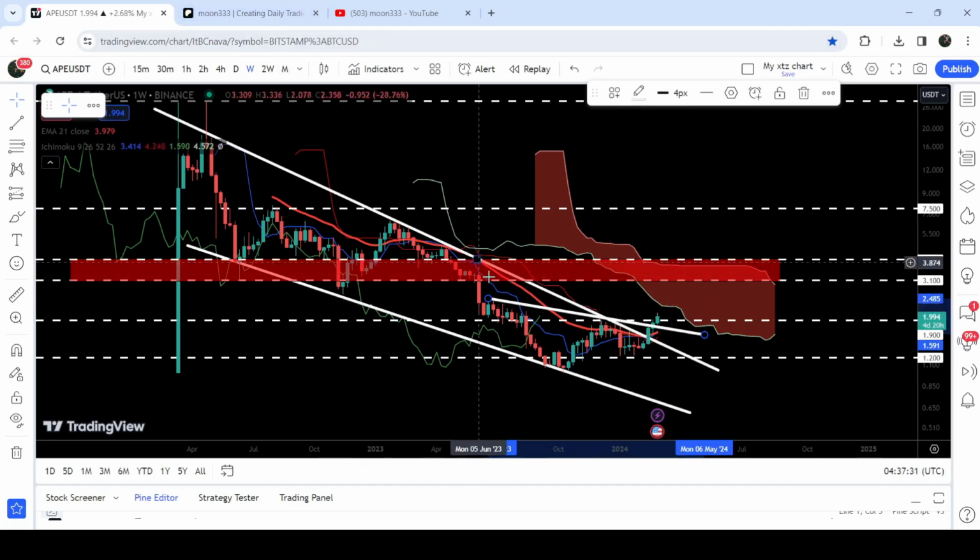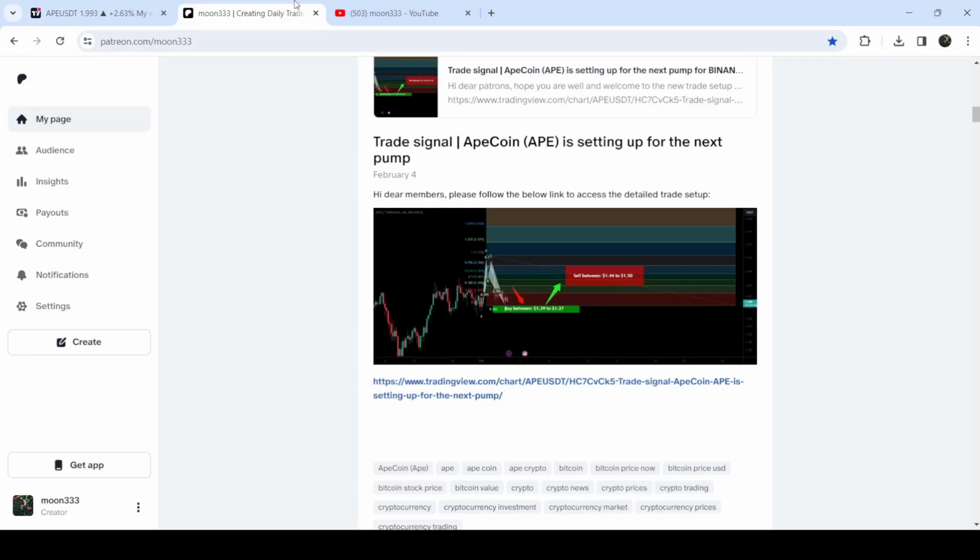And I would also like to share with you my most recent trade signal for ApeCoin that I shared a few days ago on 4th of Feb 2024 with my members. And so far, this move has produced almost 52% pump.